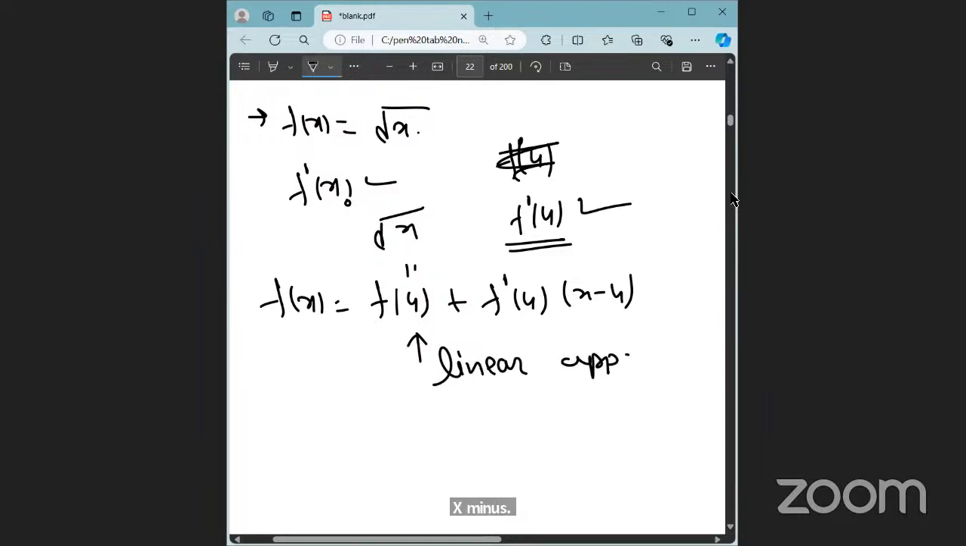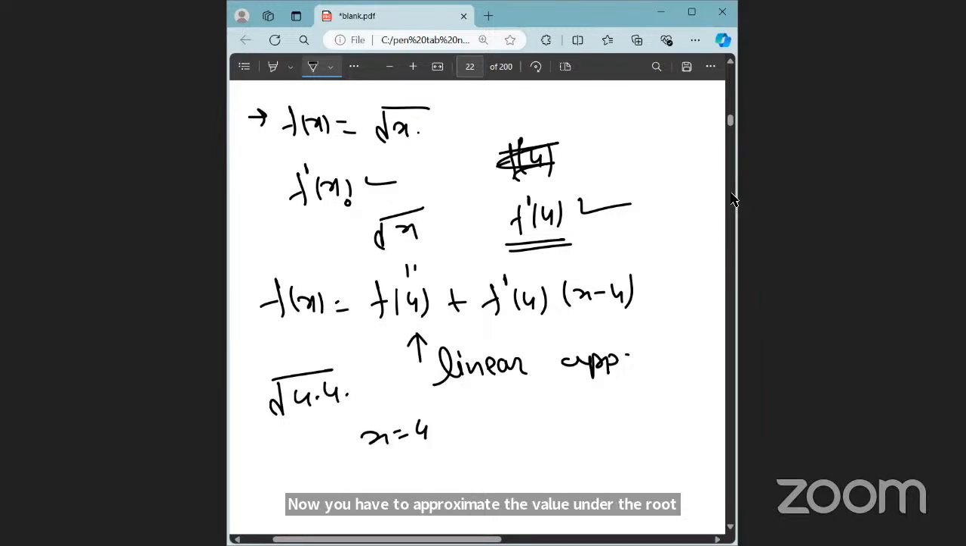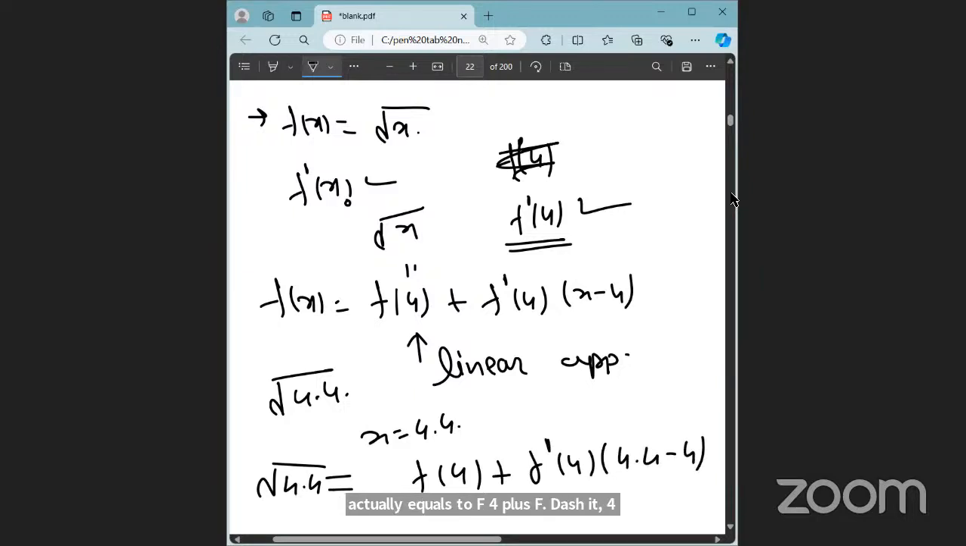Now you have to approximate the value of the square root of 4.4. That means you have to put x equals 4.4. Then you will get the square root of 4.4 is approximately equal to f(4) plus f dash at 4 times (4.4 minus 4). This will give you the answer, right? 2.1.